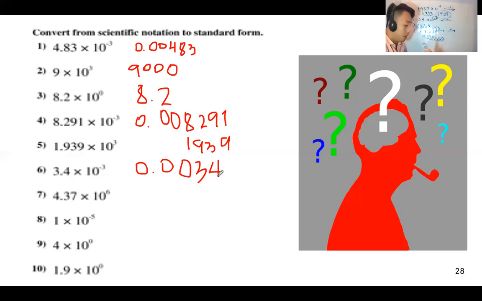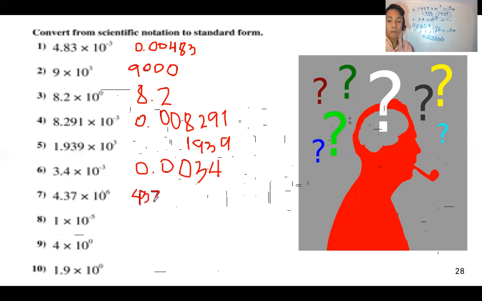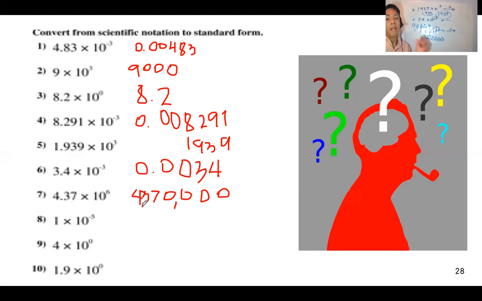Okay? So for number 7, our answer is 437 followed by zeros. Meron tayong ilang zeros? 4 na zeros. 3, 4. O, di ba? Ang pangit ang sulat ko talaga. Ayan. Okay?